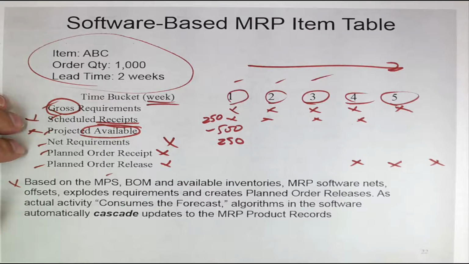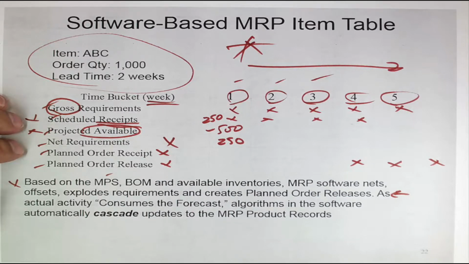So the adjustments that we've been talking about in sales and operations planning, closely linked to gross to net exploding and lead time offsetting, manifest themselves here in the buy side of our sales and operations planning activity. So going to our last sentence here, we didn't quite finish up, but as actual activity, as I said, consumes the forecast, we're replacing a forecast with actual goings on, actual sales. Our algorithms in the software automatically cascade updates to the MRP product records. Make more, don't make more, buy more, don't buy more, place orders earlier, increase an order, or even cancel an order. That's what we're talking about.